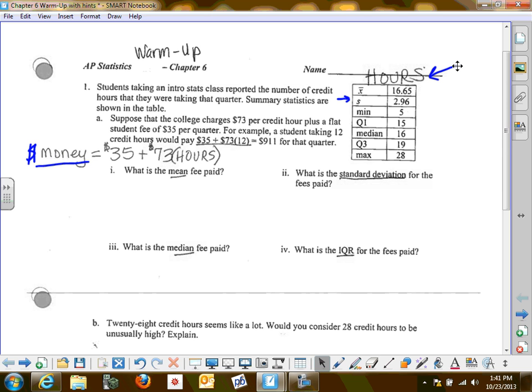So what you're going to do is take these values in this table that are the hours and transform them into money. You're going to be doing this with a charge of $73 per hour plus the flat fee of $35. So I wrote out an equation where you would put the hour value in there. If I'm going to be putting in the mean, then what I'm putting in is the 16.65.